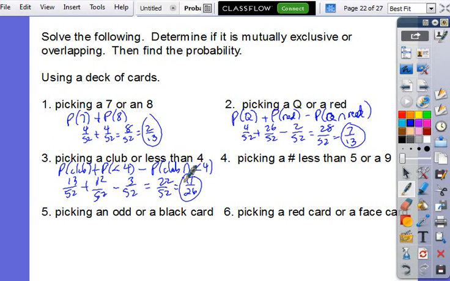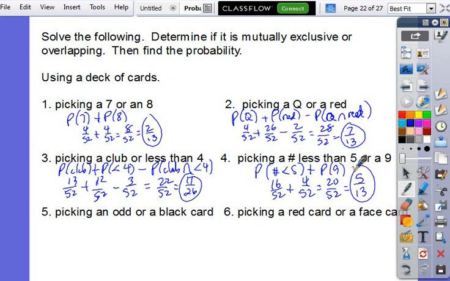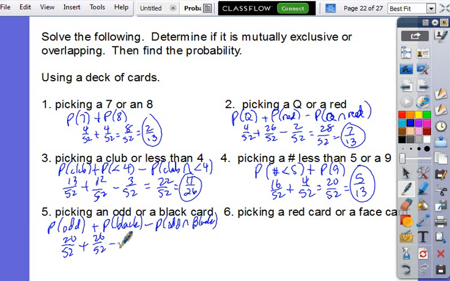A number less than 5 or 9. That's mutually exclusive. So all I've got to do is a number less than 5 plus the probability of a 9. How many do I have less than 5? 16. 16 out of 52 plus 4. That gives me 20 out of 52. Odd or a black card. That's overlapping. So I have to do odd plus black card minus odd and black. Odd would be 20. Black cards would be 26. Minus odd and black cards, how many of those? 10. So that winds up being 36.